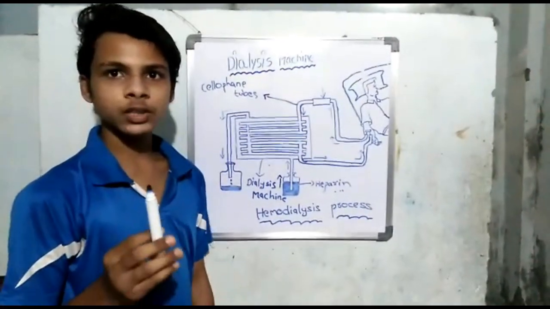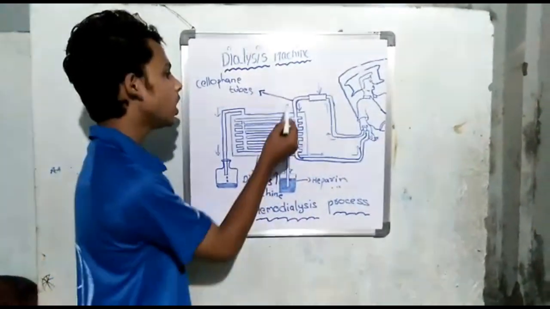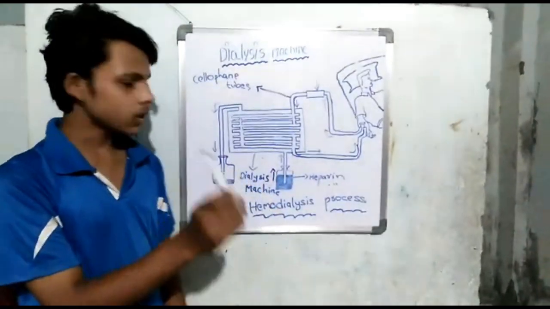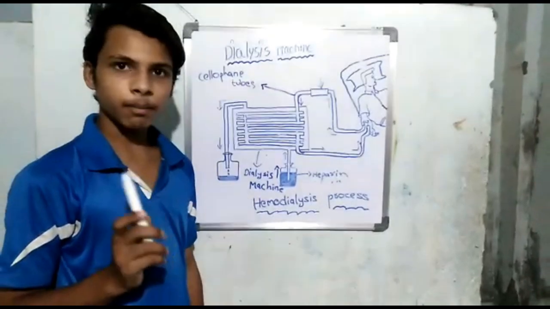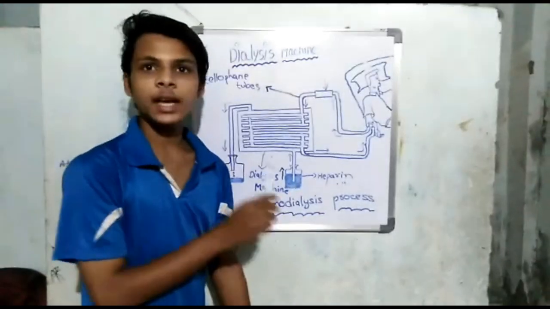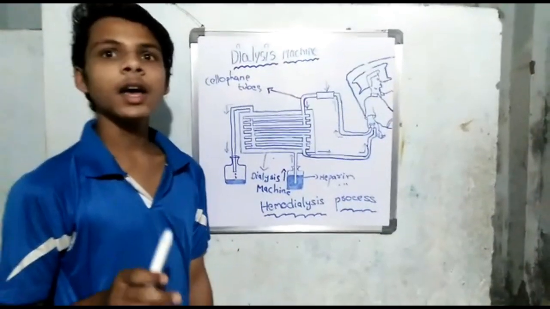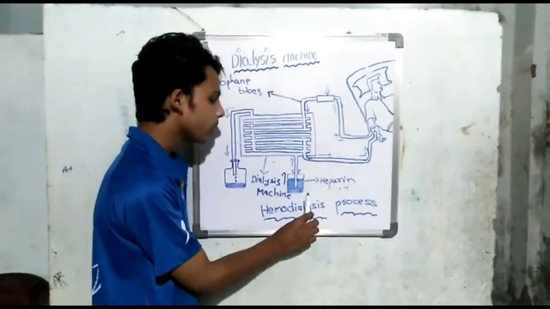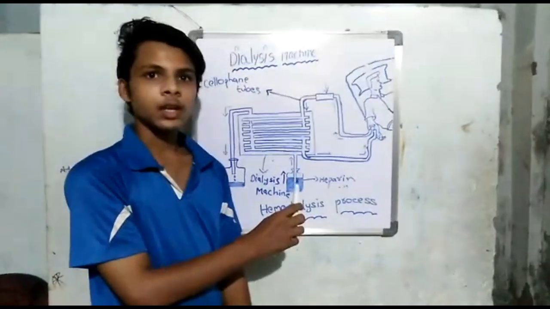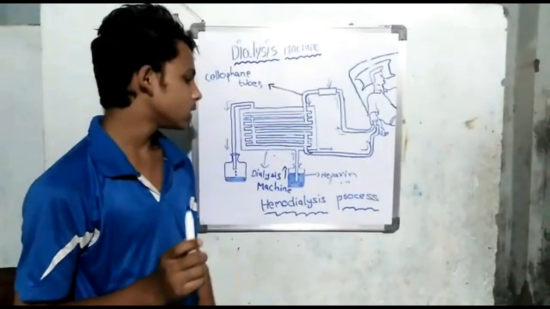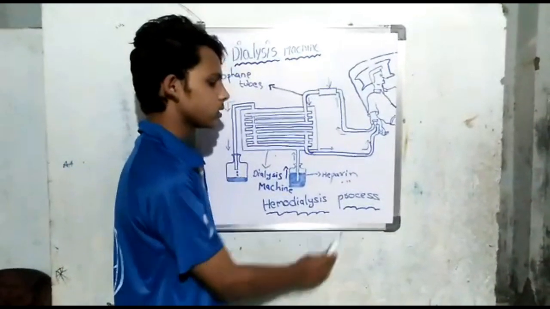The blood flows through channels or tubes made up of cellophane. The tubes are embedded in the dialysis fluid, and a membrane separates the blood inside the tube from the dialysis fluid, which has the same composition as the plasma except for the nitrogenous wastes. As the nitrogenous wastes are absent in the dialysis fluid, they move out of the blood freely, thereby cleaning the blood of waste. This is called the hemodialysis process.